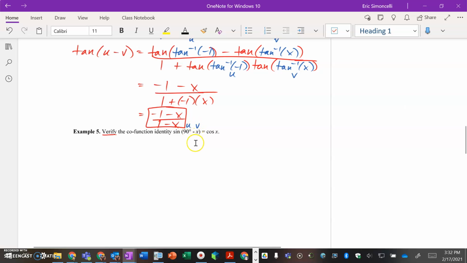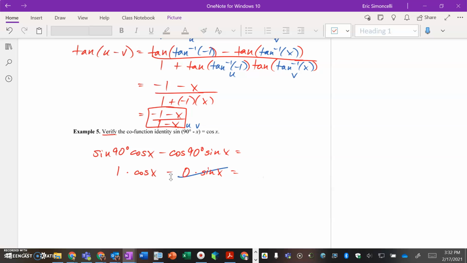So this is a sine of u minus v. Because it's the sine of u minus v, our first step is sine u cosine v minus cosine u sine v. So sine 90 cosine of x minus cosine 90 sine of x. We know sine of 90 is 1, cosine of 90 is 0, and of course 0 times anything is 0, so what you're left with, not surprisingly, is just 1 times cosine of x, and that is a verified identity. We will continue the rest of these examples in class together.